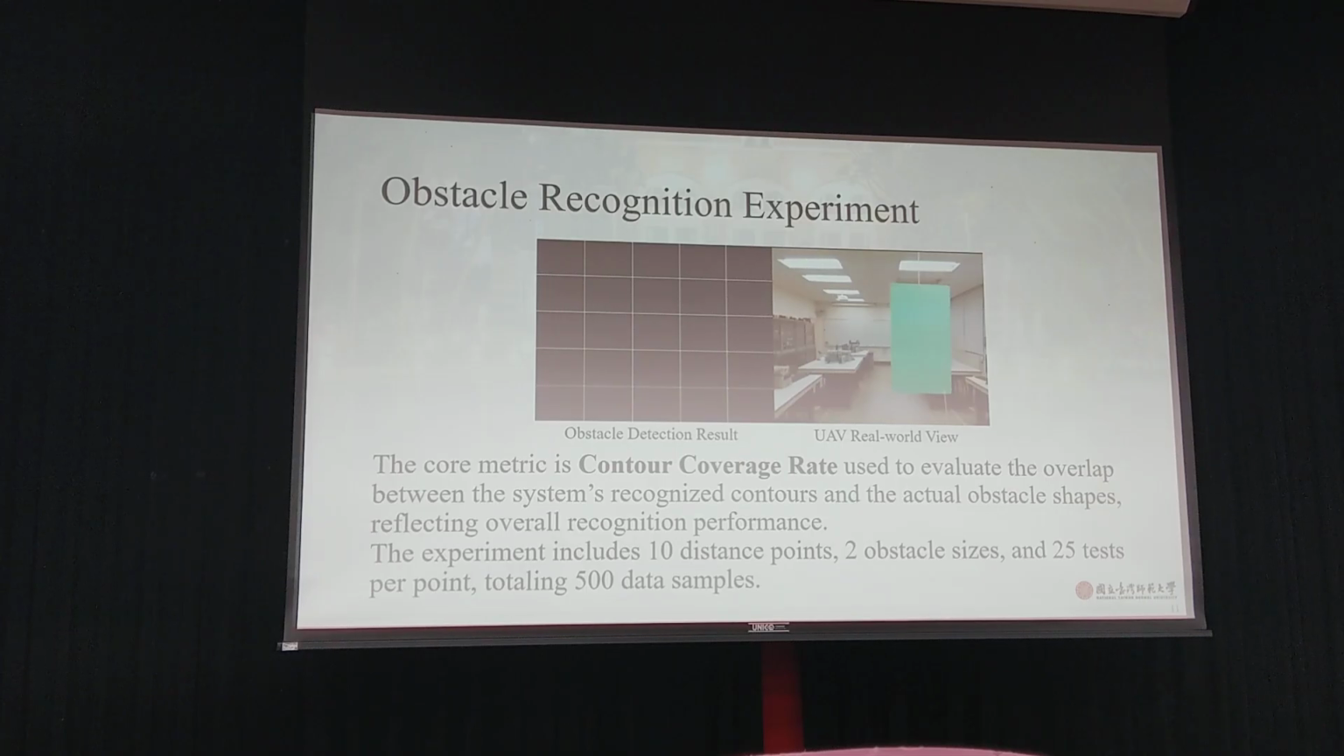The main evaluation metric in this experiment is contour coverage rate, which measures the overlap between the system-detected obstacle contour and the actual contours, reflecting the overall recognition performance. The experiment includes 10 distance points, 2 obstacle sizes, and 25 tests per point, totaling 500 data samples. The following picture shows the process in the algorithm.